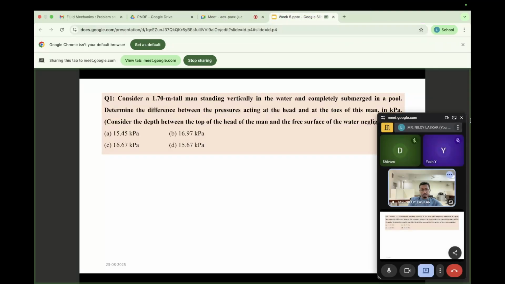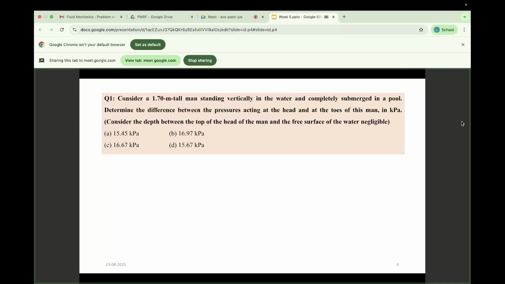So please have a look. How will we solve this question? First, you need to see what is given in this question. The height of the man is given: h is 1.70 meter, right? And what has been asked is the pressure difference. That means delta P you need to find out.